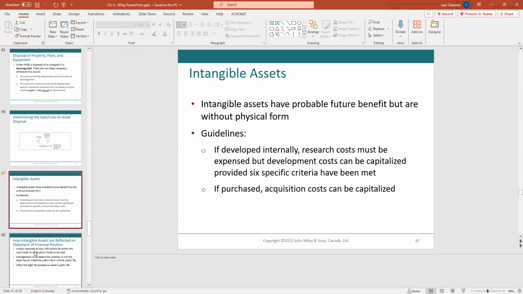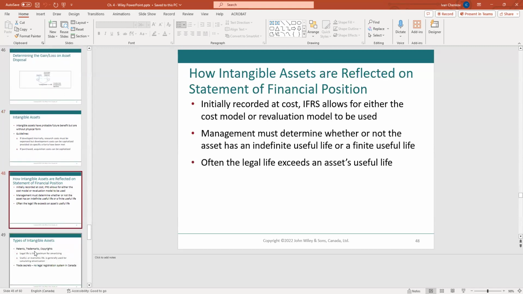Can you purchase it? Yes, you can. Then the acquisition cost will be the amount that you have to put on the balance sheet or capitalize. Those assets are initially recorded at cost, which both methods allow, and management must determine whether the asset has an infinite useful life or a finite useful life. Infinite useful life means it is going to be used forever, or it cannot be estimated.